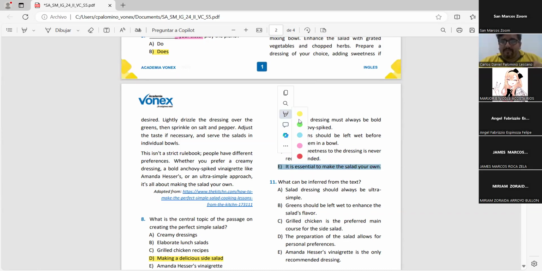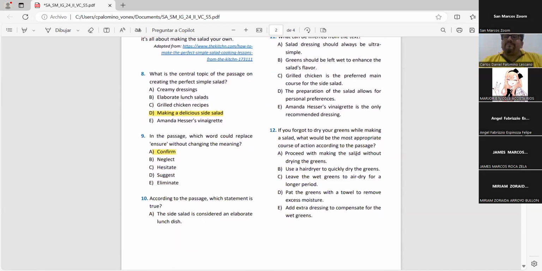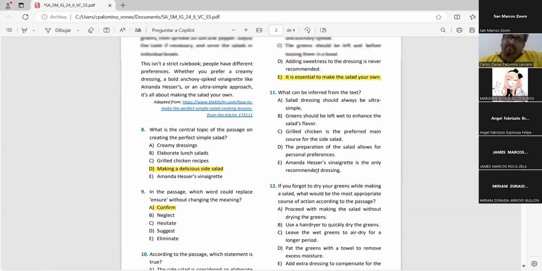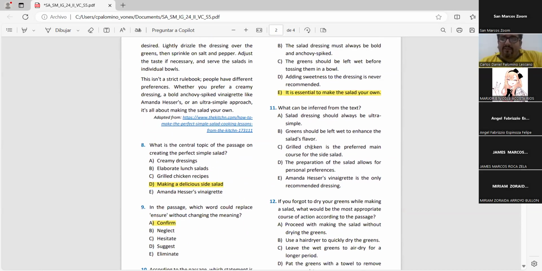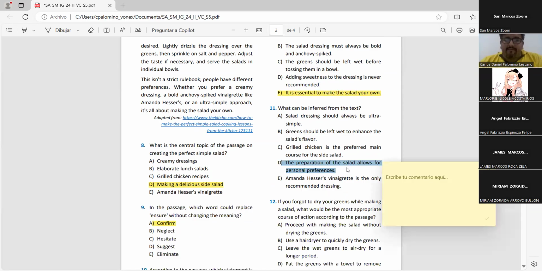Sí. Number 11. What can be inferred from the text? ¿Qué te puede inferir? Ya hemos hecho 10 preguntas de 12. La pregunta 11, la clave sería la D. ¿Por qué? Podemos inferir que la preparación de la ensalada permite preferencias personales. Claro, está al final, mira. It's all about making the salad your own, ¿no? No necesariamente hay que ponerle esto, o esto otro, es como tú quieres hacer.